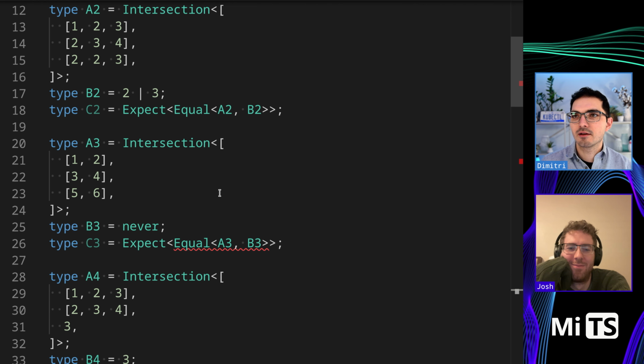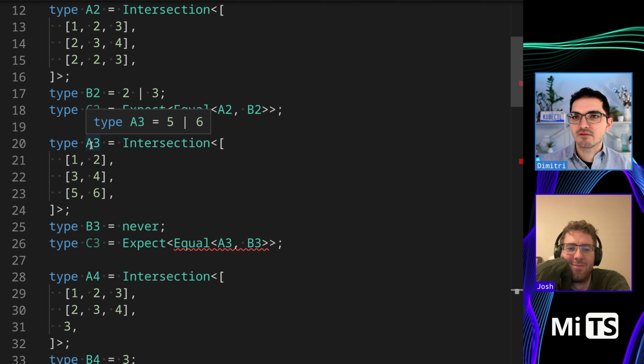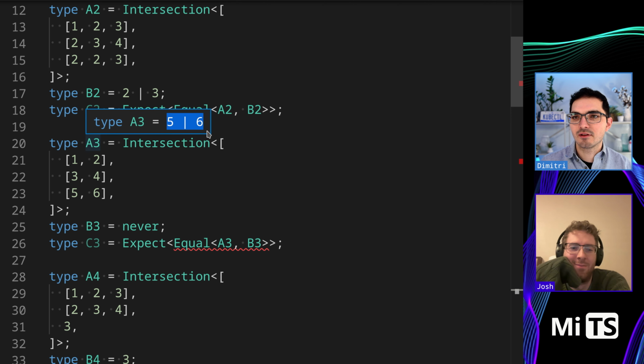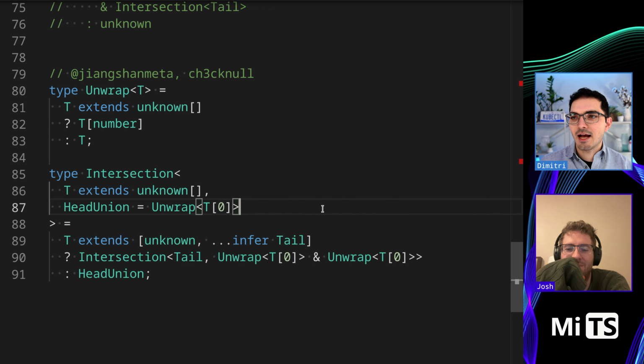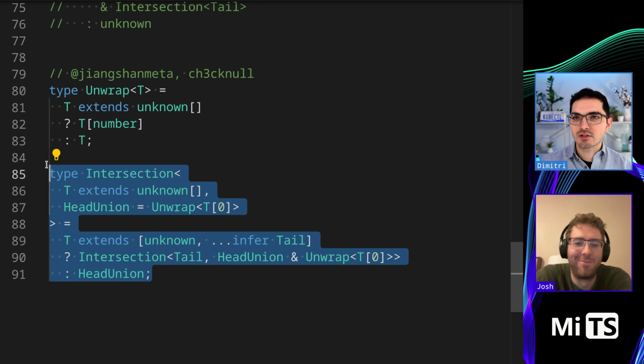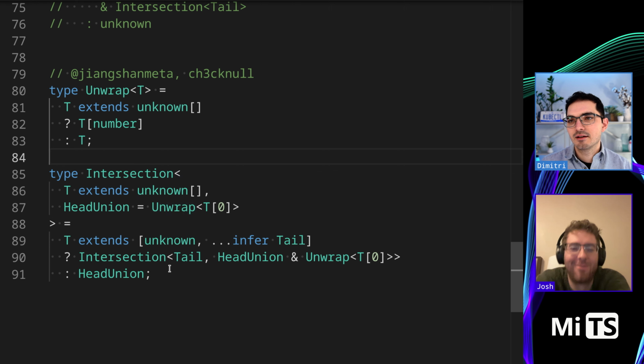Let's see what it fails with. Intersection, it says 5 or 6. So it just gives me the union of the last thing. Yeah, I don't really know. To me, these look like they should be equivalent, but they're not.